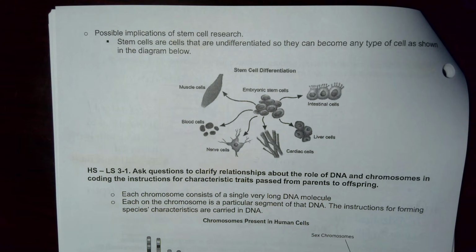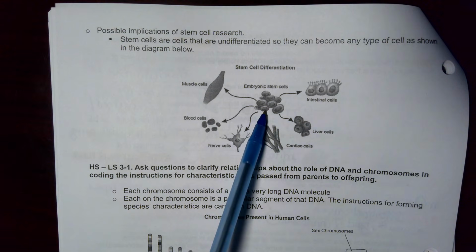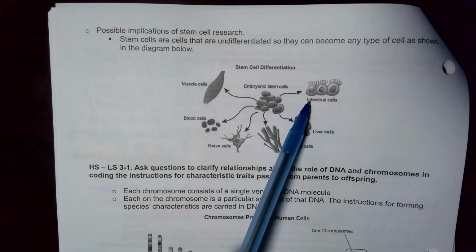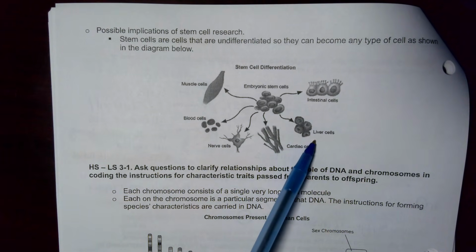This image or model is focusing on embryonic stem cells. Embryonic stem cells come from an embryo. That means that these cells can become any type of cell, because as of right now, none of their genes are turned on or activated. So this embryonic stem cell cluster could become muscle cells. They could become intestinal cells. They could become liver cells.